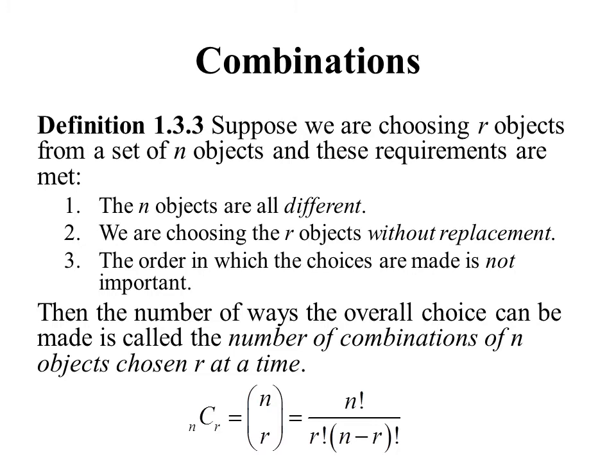It looks like a fraction, but there's no horizontal line, and it's in parentheses. And we can calculate it as n factorial divided by r factorial times n minus r factorial. Now, the book discusses the theory behind this, but we're not going to go into it here in this lesson.